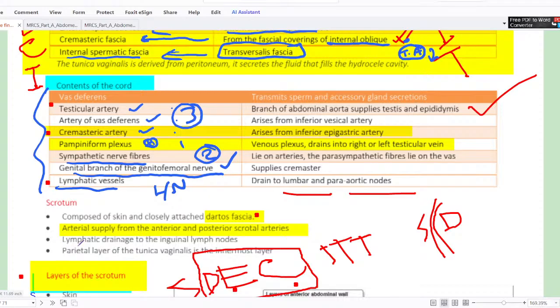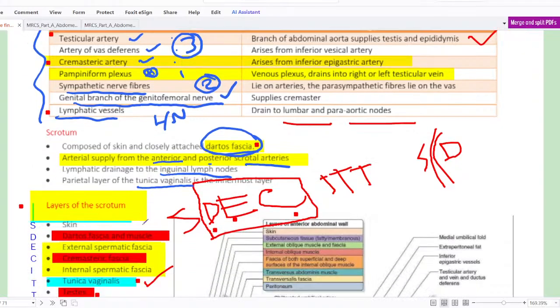Now, the scrotum. It is composed of the skin and closely attached dartos fascia. Very important, dartos fascia. One is the dartos muscle, and the other is the dartos fascia. The two are different. In the scrotum, we have dartos fascia. Arterial supply is from the anterior and posterior scrotal arteries. Lymphatic drainage is to the inguinal lymph nodes, and the parietal layer of the tunica vaginalis is the innermost layer.